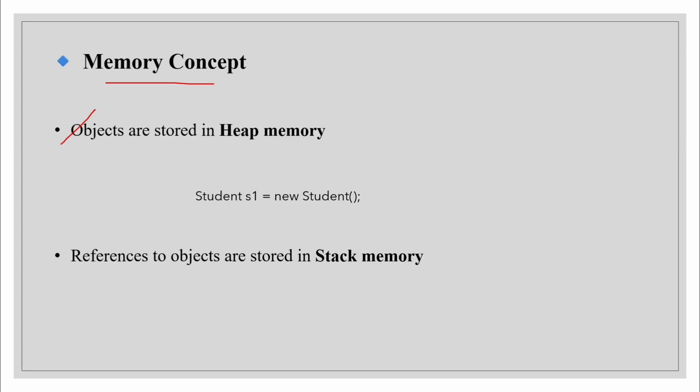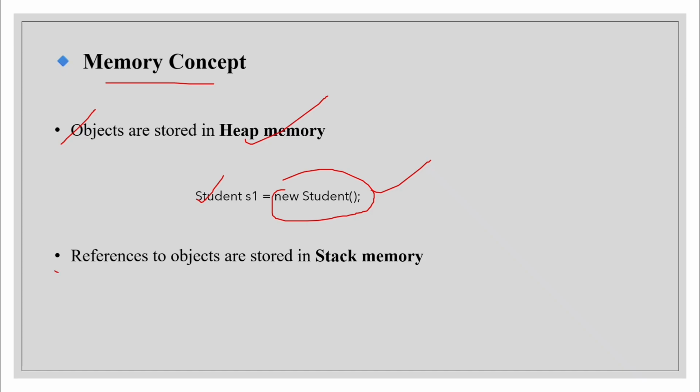In this example, Student s1 equals new Student. The actual Student object is created in heap memory because Java does not know the exact size at compile time, so it uses dynamic memory allocation. That is why heap is perfect for dynamic allocation, large or complex objects, or long lifetime.